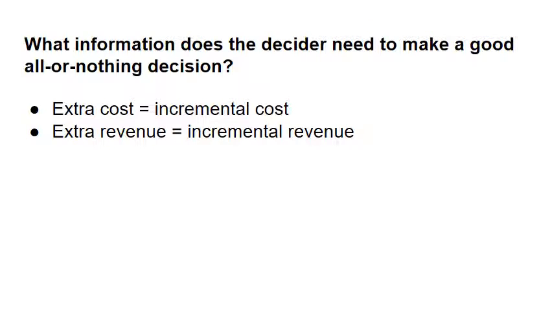The decider can make a good all or nothing decision if she knows the extra cost incurred and the extra revenue generated if the firm makes the decision. Economists often say incremental instead of extra. That is, the extra cost is the same as the incremental cost, and the extra revenue is the incremental revenue.